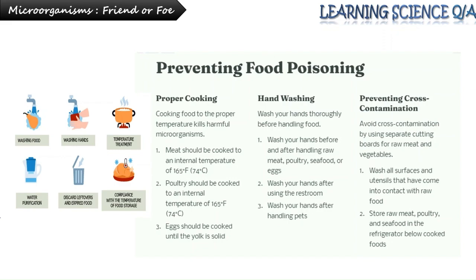Prevention of cross contamination is also necessary, which can be assured by using separate cutting boards for raw meat and vegetables. All surfaces and utensils that have come in contact with the raw food have to be washed. Also, raw meat, poultry and seafood are to be refrigerated below the cooked food. That means we have even lower temperature to refrigerate these raw flesh.